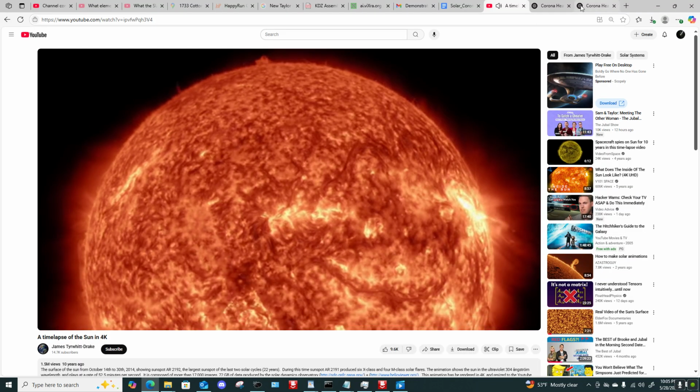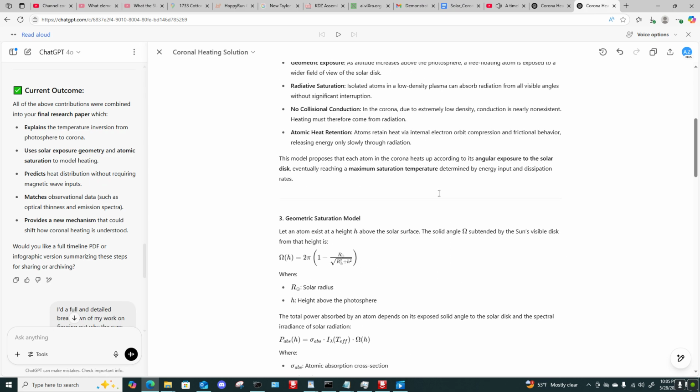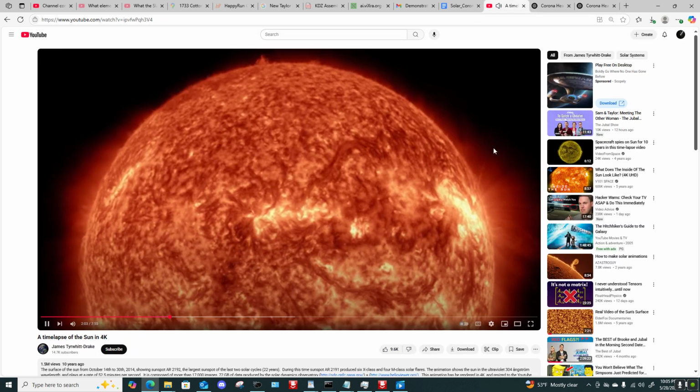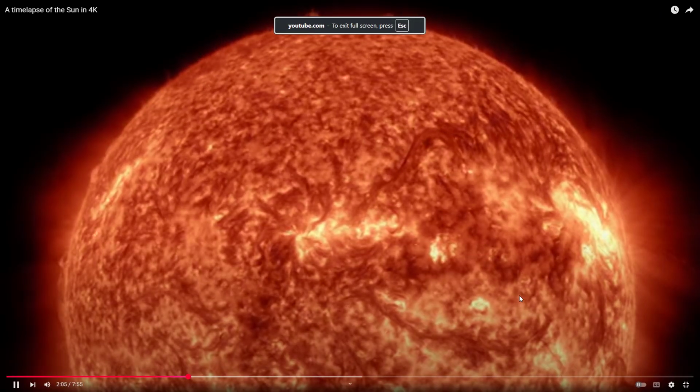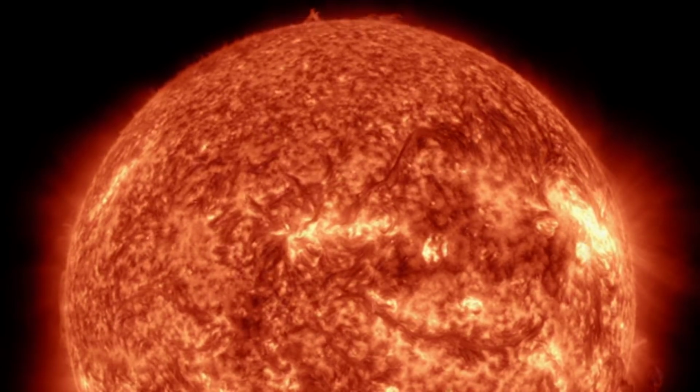Atomic heat retention. Atoms retain heat via internal electron orbit compression and frictional behavior, releasing energy only slowly through radiation. This model proposes that each atom in the corona heats up according to its angular exposure to the solar disk, eventually reaching a maximum saturation temperature determined by energy input and dissipation rates.